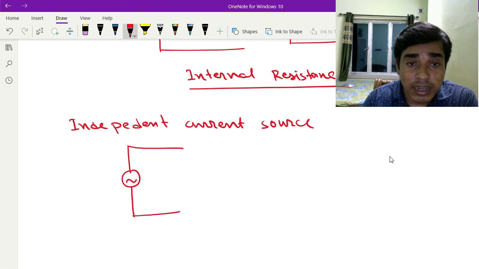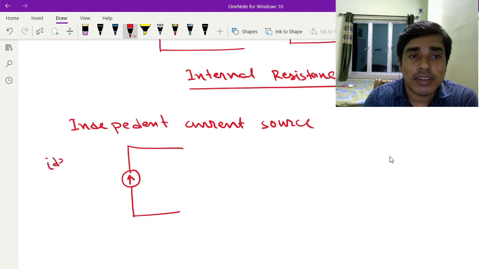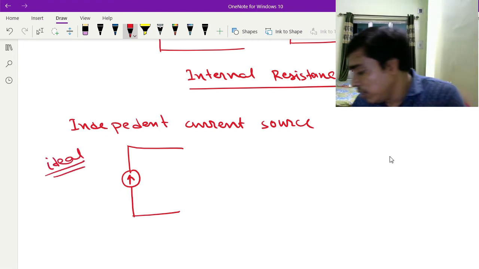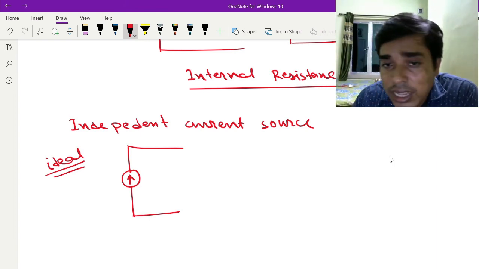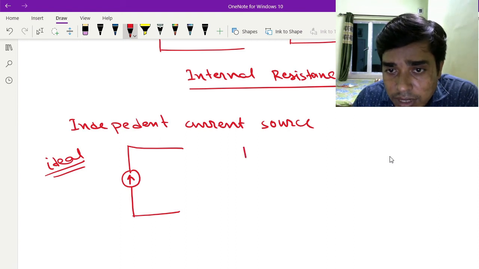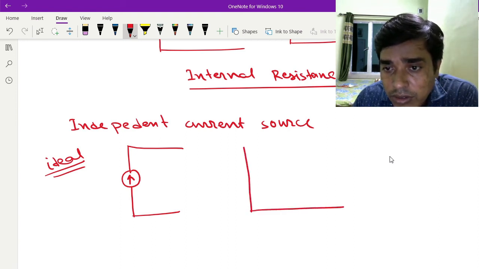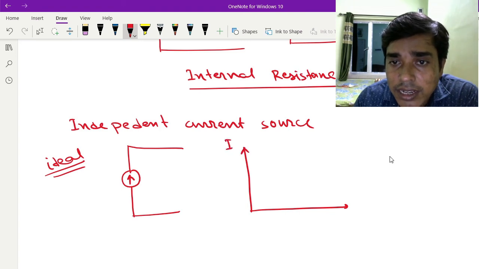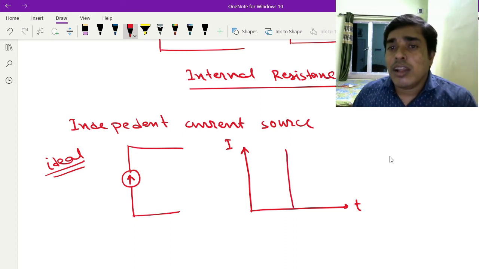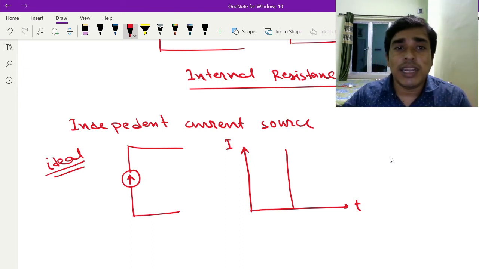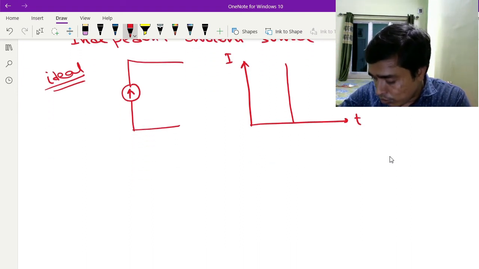This is an independent current source, this is AC. If I use this, this is DC. So this is an ideal condition, an ideal independent current source. For an ideal current source, there is no resistance. So this is I, this is T. This is the I for an ideal independent current source.